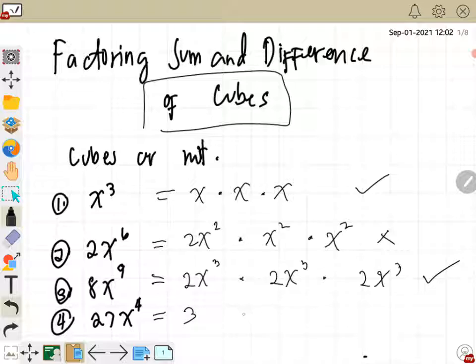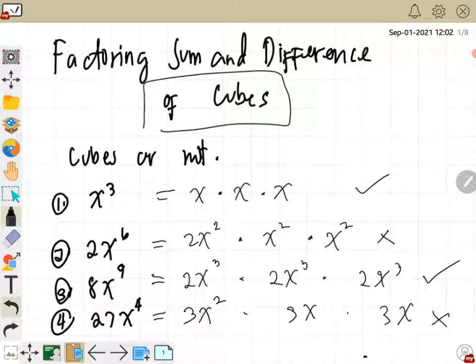How about 27x raised to 4? 27 we can say is 3 times 3 times 3, it seems so. But x raised to 4 we cannot split into 3 the same factors. It is only x squared, x, and x. So this is not a cube.